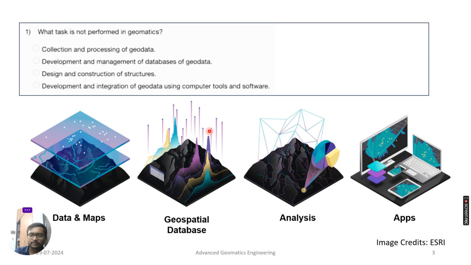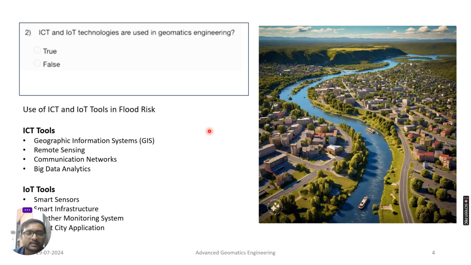So these are some questions which we discussed. The first question is: what task is not performed in geomatics? Geomatics is the measurement of the earth and earth surfaces or various features present on earth. So it is not related to design and construction of structures. It is collecting different geospatial data, analysis of those data, developing tools from the data sets and software so that it can be useful for the public. So option C is wrong. It does not come under geomatics engineering. That's why that is our correct answer.